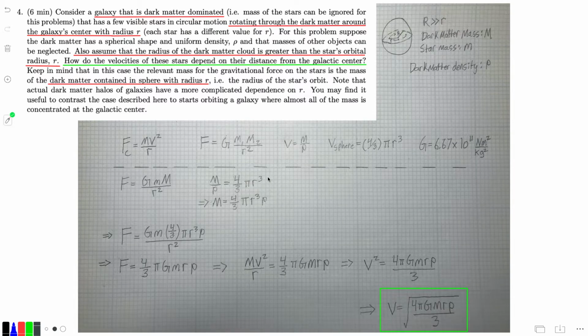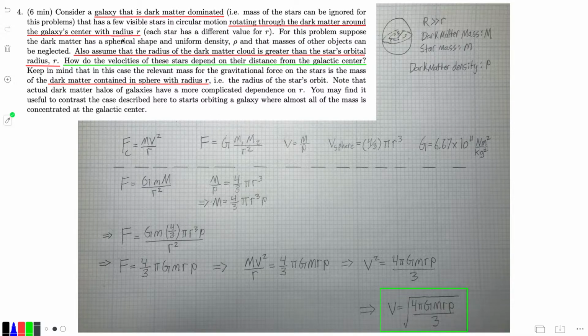In today's video, we're going to be talking about Physics 252, Week 3, Problem 4. In this problem, we are asked to figure out how the velocities of stars depend on their distance from the galactic center when the galaxy is surrounded in a sphere of dark matter. I thought this problem was really cool in that it uses a lot of Newton's equations for gravitation, and it's just a cool physics concept to be looking at. So let's get into the problem.